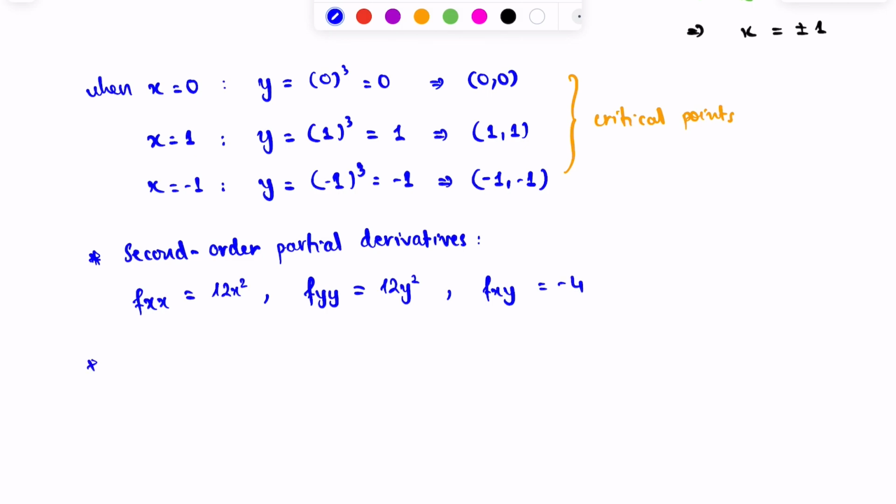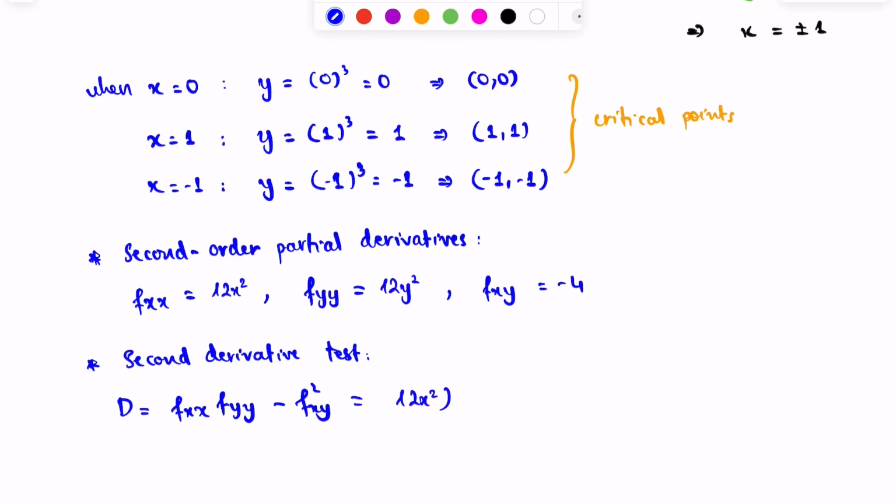Now we're going to use the second derivative test to classify the critical points, to see if each is a saddle point, a local minimum or a local maximum, or is going to be inconclusive in our situation here. For the second derivative test, the discriminant is given as f_xx times f_yy minus f_xy squared. So you get 12x squared times 12y squared minus negative 4 squared, or you have 144x squared y squared minus 16.